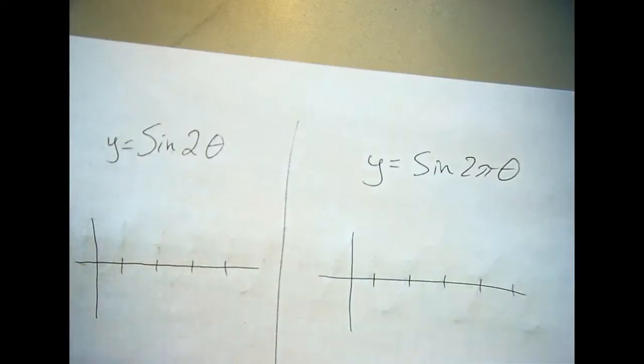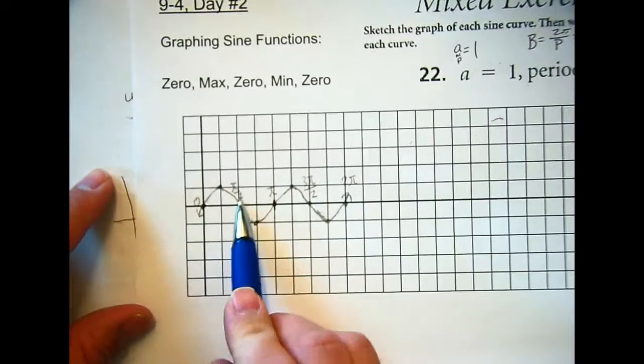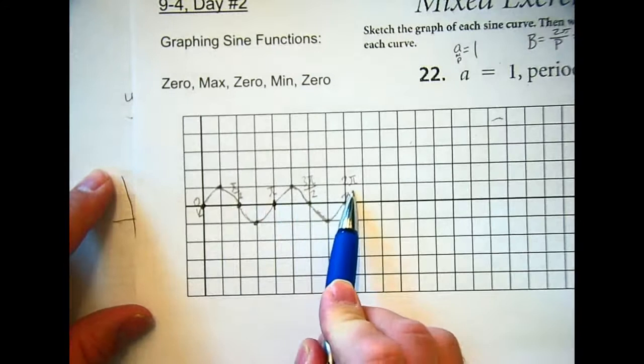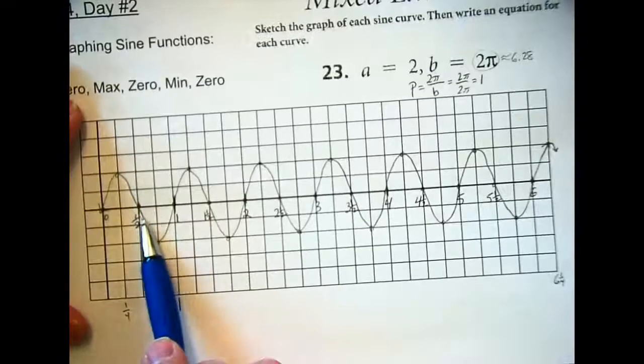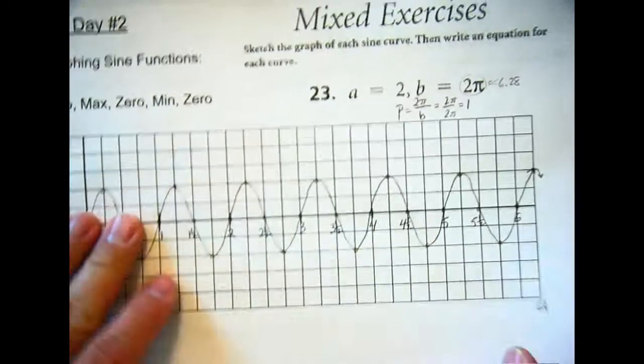Think back. Now we've done two different types of graphs today. We've had one that looks like this, where when we labeled our zeros, we had pi in it. We had one that looks like this, where when we labeled the scale, we didn't have any pi's in it.